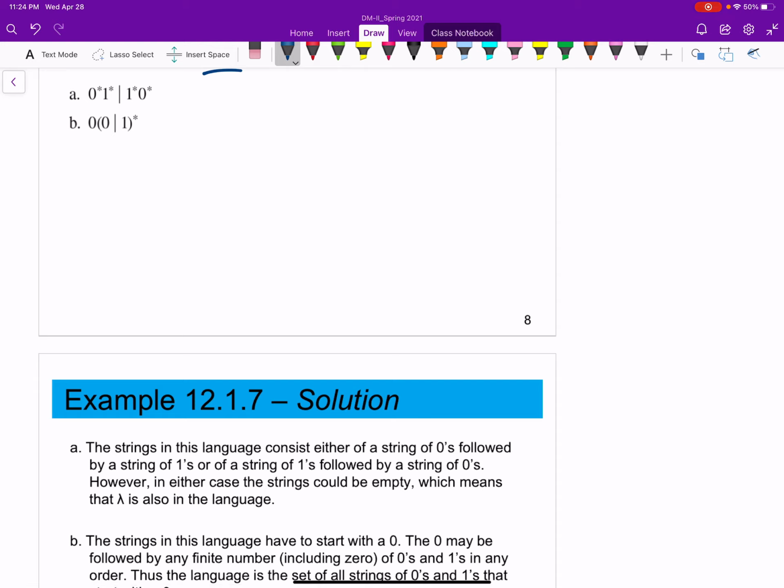The strings in this language consist either of a string of zeros followed by a string of ones. This means you can have any number of zeros at the beginning, and any number of ones next. So it will be something like 0 0 0 0 and then ones, or a few ones followed by zeros. So that is the meaning of that. That's one of the examples.